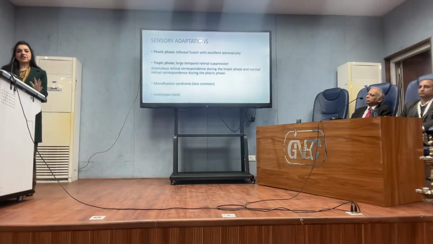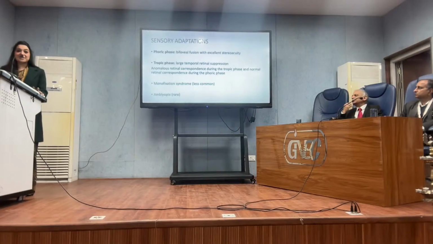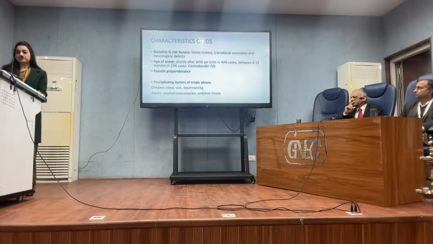In the phoric phase, where there's only a phoria, a bifoveal fusion is present with excellent stereo acuity. But in the tropic phase, there is a large temporal retinal suppression. ARC also develops in the tropic phase. Then monofixation syndrome is less common in exotropias and more common in ESO. And amblyopia rarely develops because it's mostly intermittent and the patient has alternate suppression.